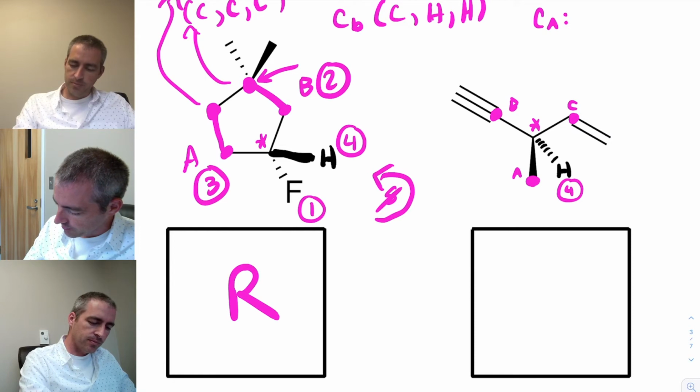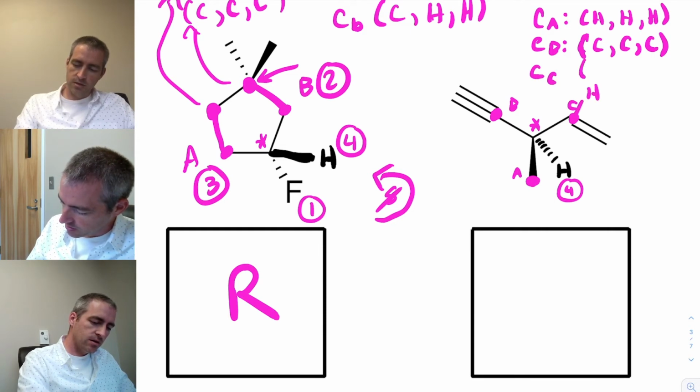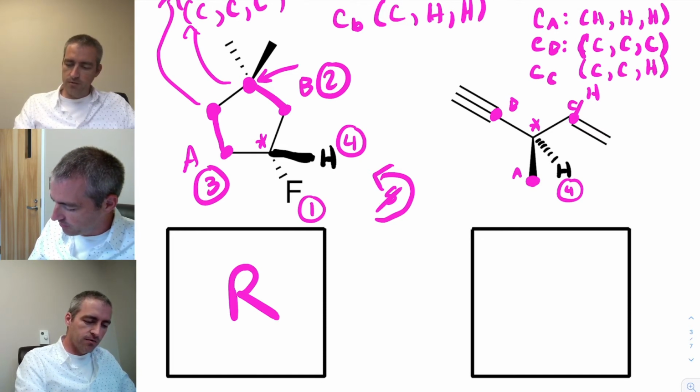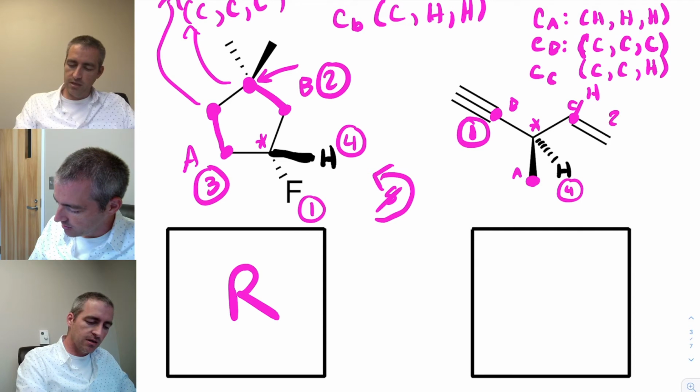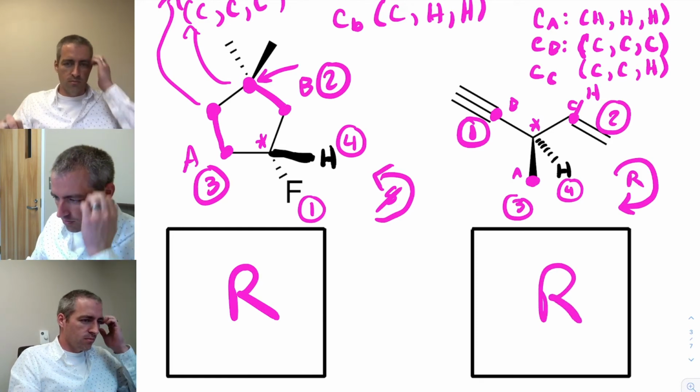Carbon A is bonded to hydrogen, hydrogen, hydrogen. Carbon B is carbon, carbon, carbon for the triple bond, and carbon C has a hydrogen, carbon, carbon, hydrogen. All right, highest priority of those three would be B. Second highest priority is C. Lowest priority is A, which is 3. So now we have 1, 2, 3. Goes around clockwise, which is R. There we go.